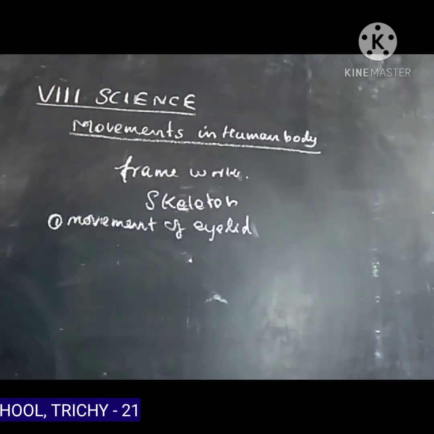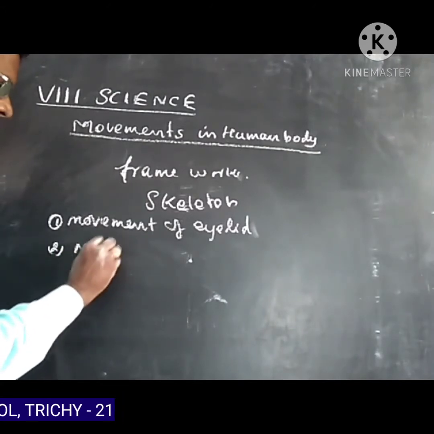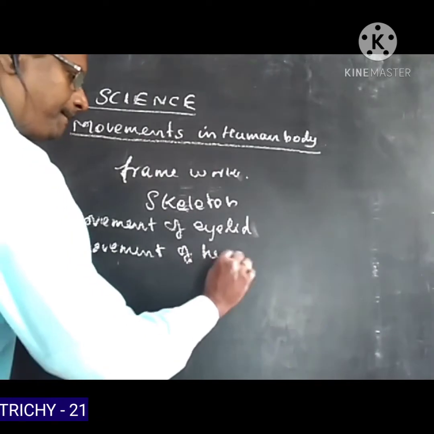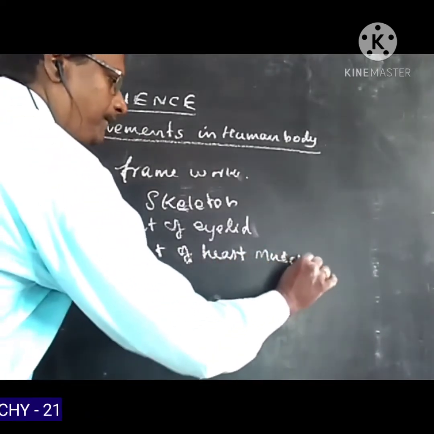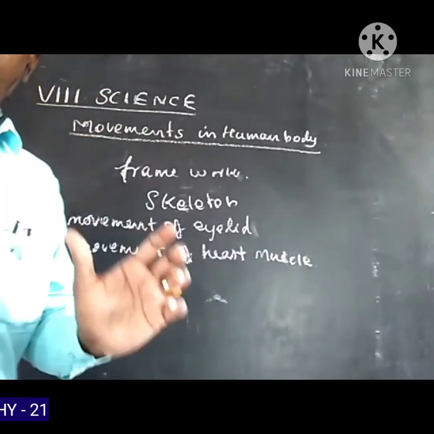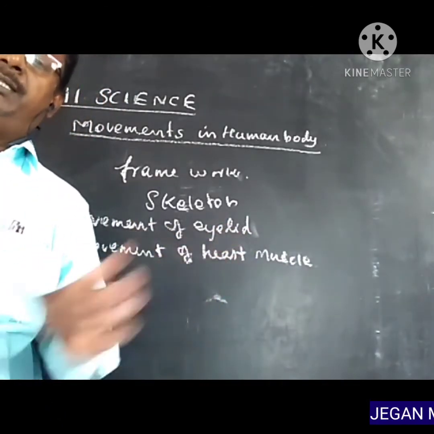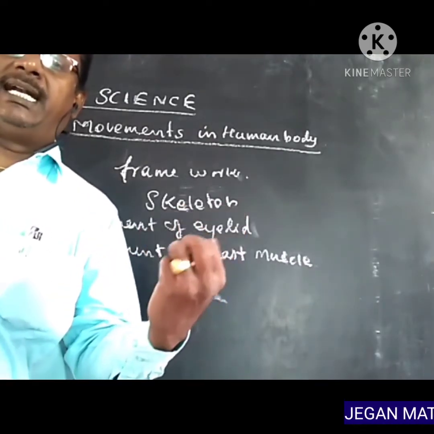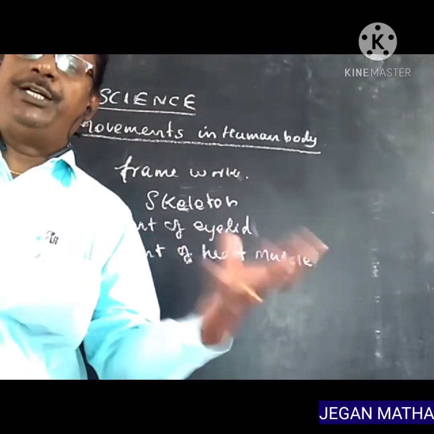Then the movement of the heart muscles. The heart is made up of a special type of tissue called cardiac muscle. The cardiac muscles are used for the contraction and expansion of the heart, for the proper functioning of the heart.